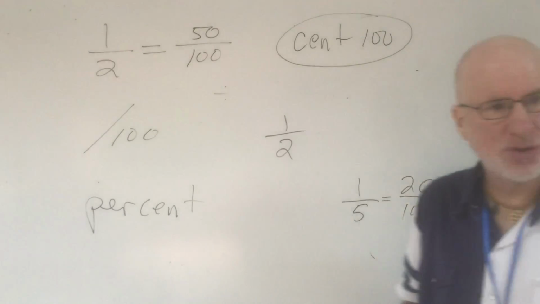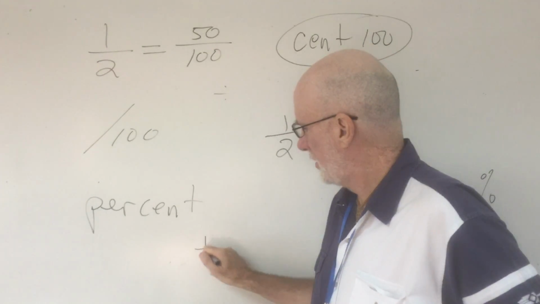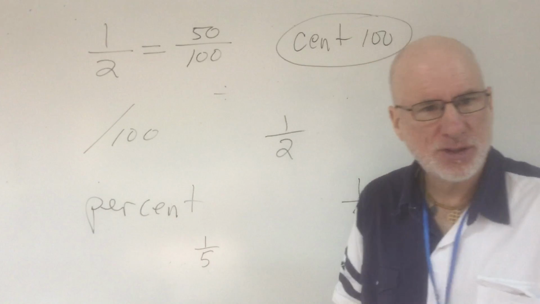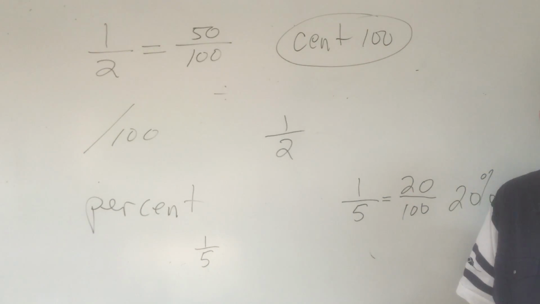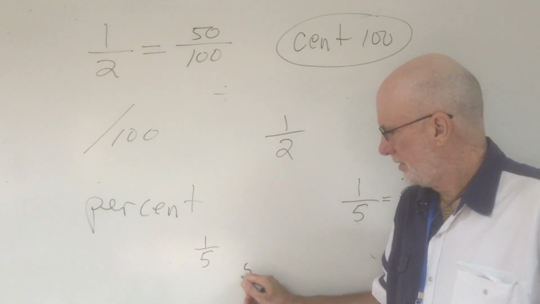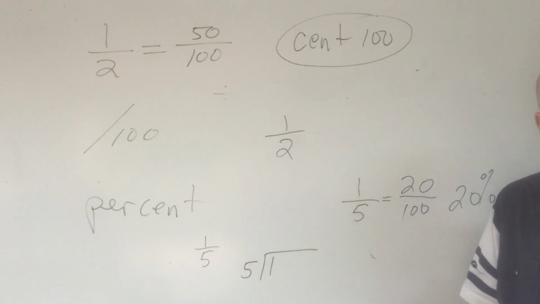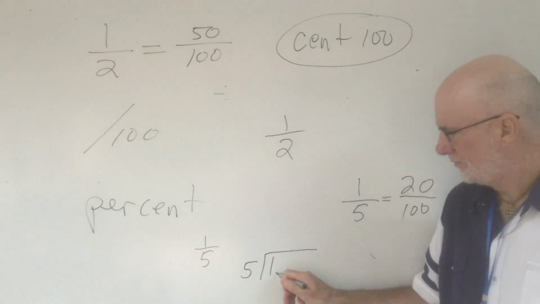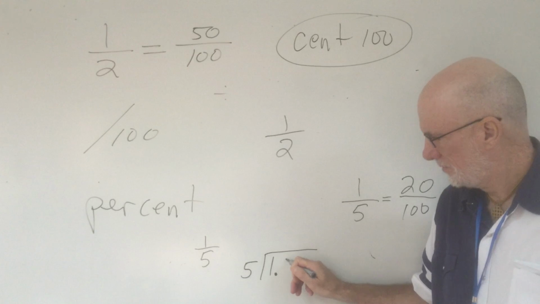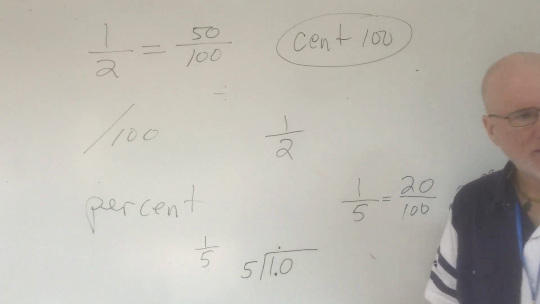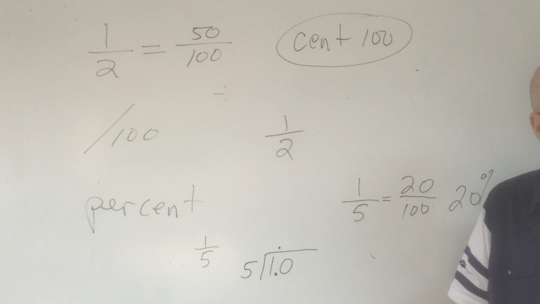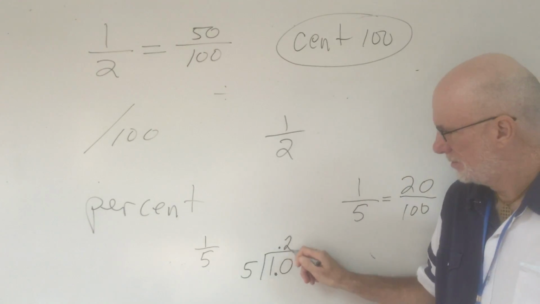So can you do, what is 1 divided by 5? How do you change that to a decimal? Aren't I going to say 5? Can 5 go into 1? No. Add a 0? Yes. Can 5 go into 10? Yes. How many times? 2 times. 2 times 5 is 10.